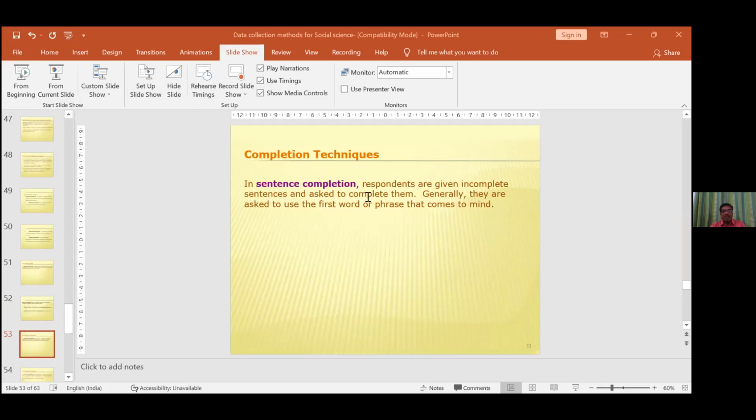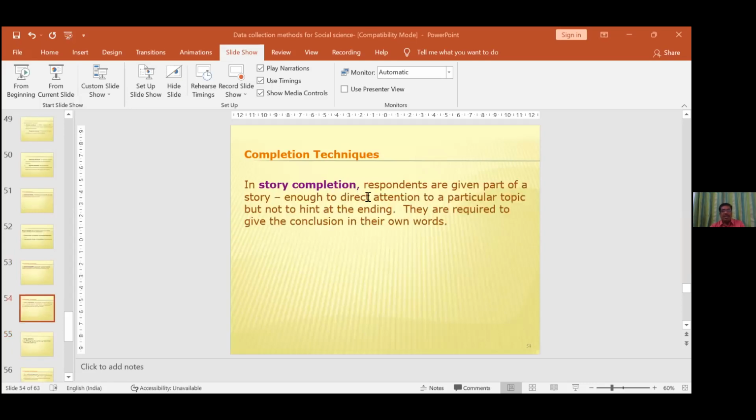We have seen the sentence completion technique. Then you can also collect some data from the customers by way of story completion technique. What is story completion technique? Respondents are given part of the story, enough to direct attention to the particular topic, but not hint at the end. They are required to give the conclusion in their own words. I can give an example for story completion technique.